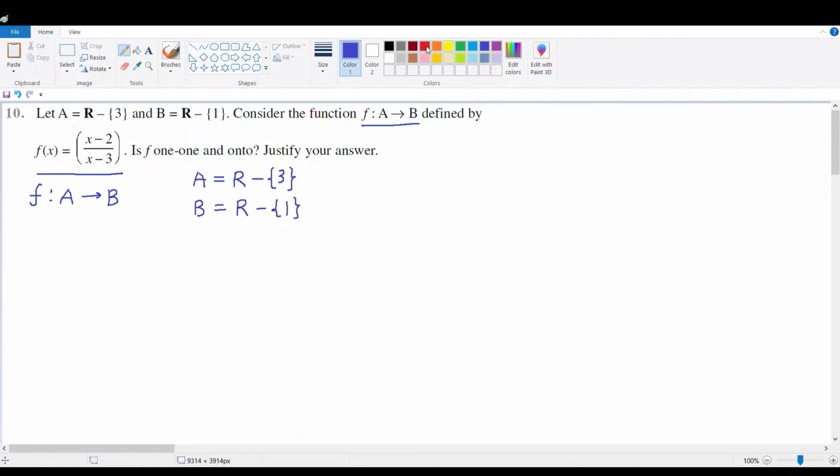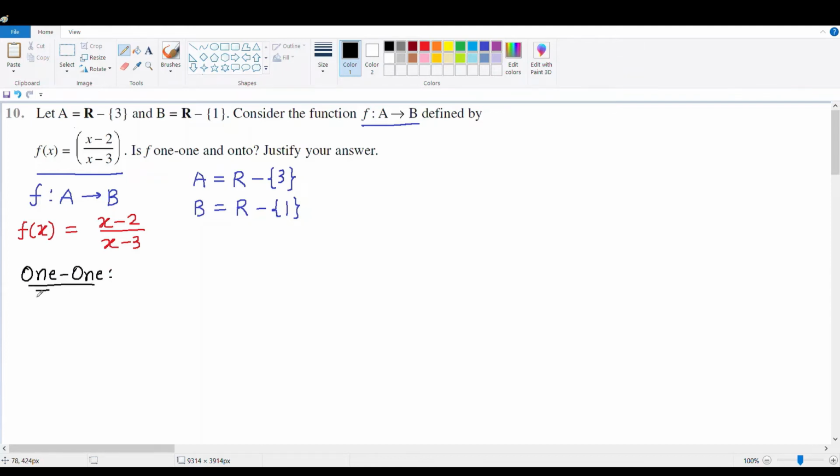And the function definition that you are given is what? f(x) = (x - 2)/(x - 3). And now we need to check whether that function is one-one and onto. So let's start with one-one.